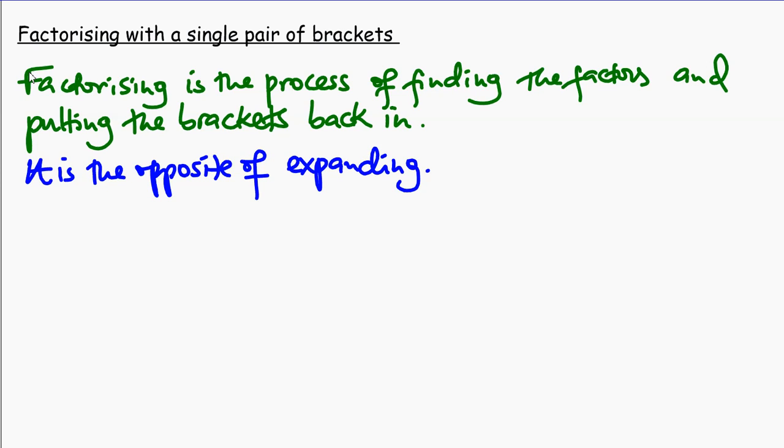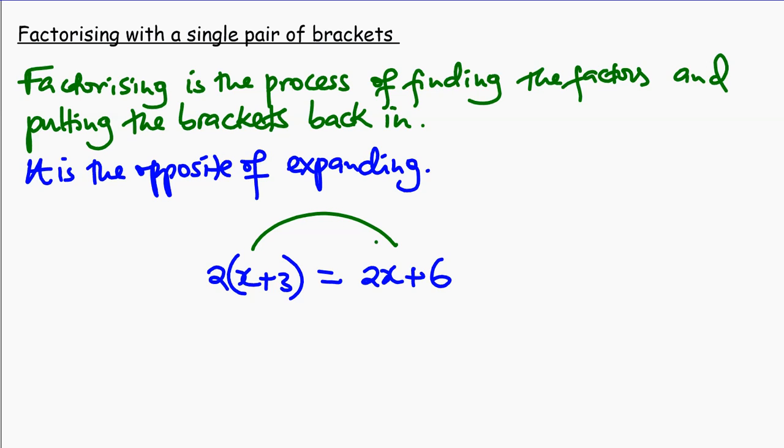So when you're expanding the brackets, for example, if you have 2 into x plus 3, you will end up with 2x plus 6. Now, this process of moving from the left to the right is what we call expanding brackets. What we're doing here is the opposite of that, where we are introducing the brackets, and that is what we call factorizing.